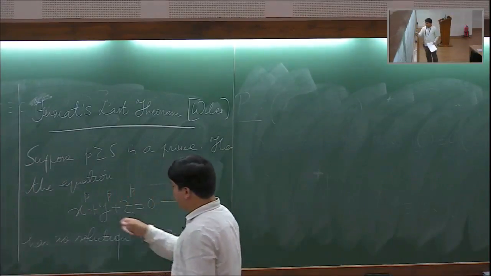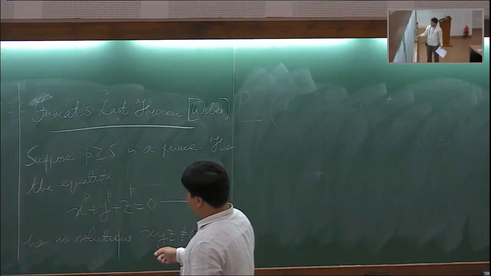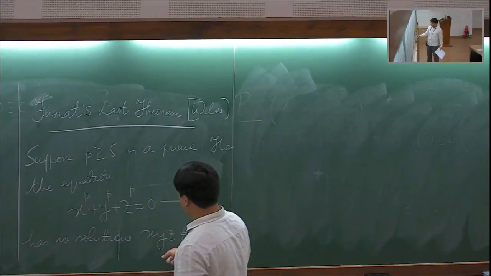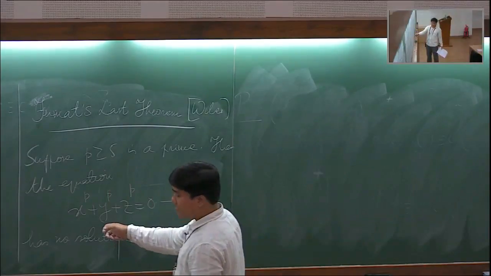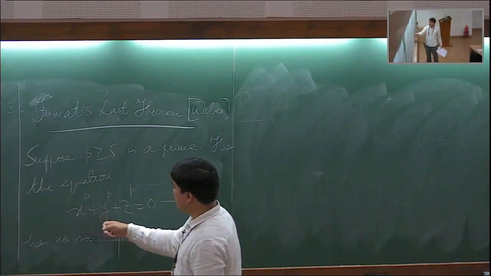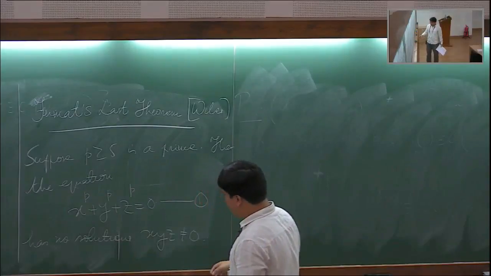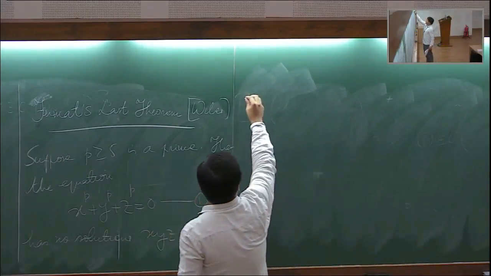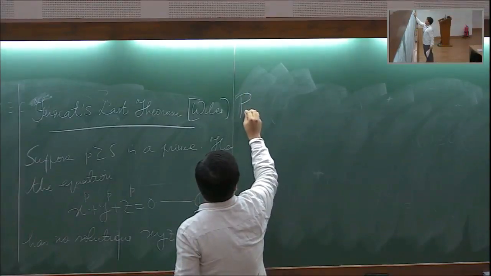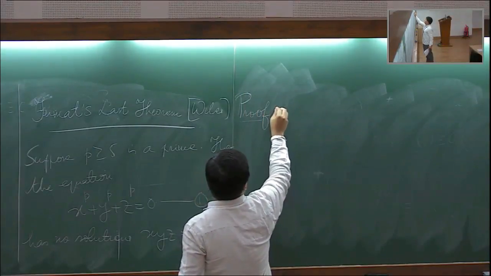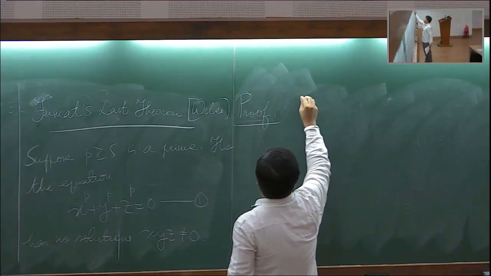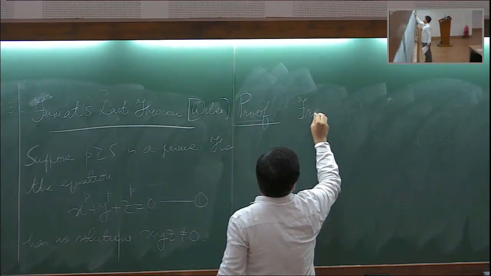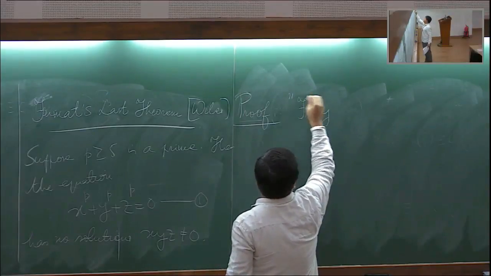So you might think that you put here 1, you put here -1, but then your z is 0. So this is the only trivial solution. So, okay, you start with, so this is an idea due to Frey, okay? So I just write here like this.